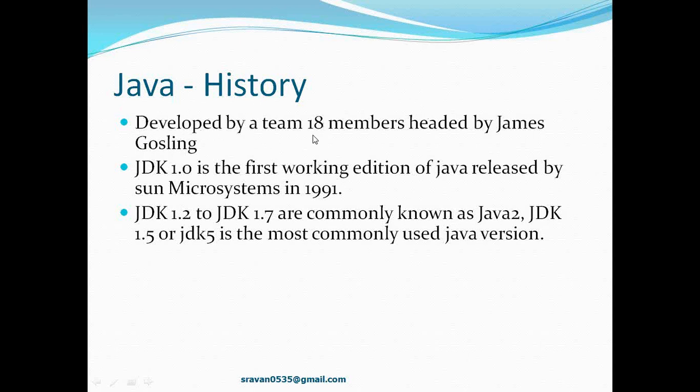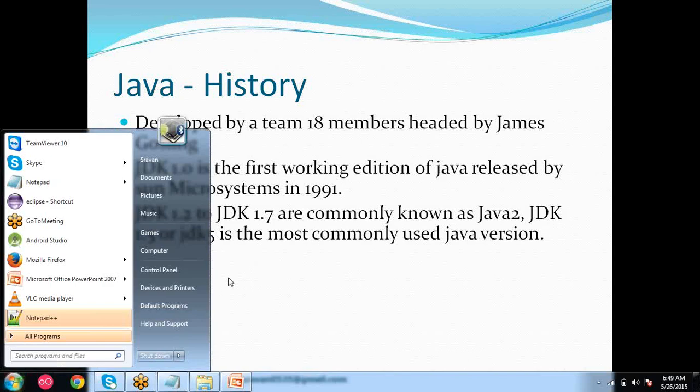Java was developed by 18 members, headed by James Gosling. So Java was developed by whom? James Gosling and his team. Totally, how many members developed it? 18 members. The first version of Java is 1.0.